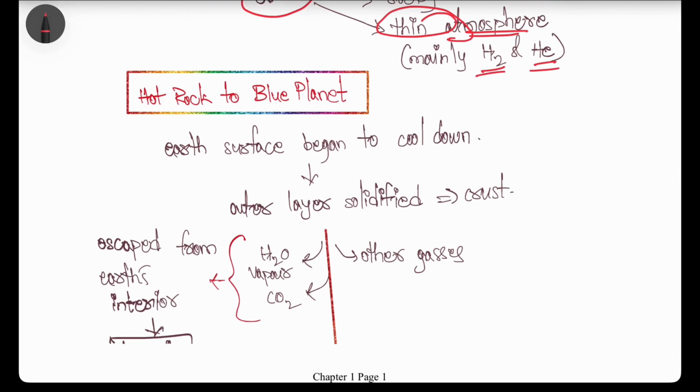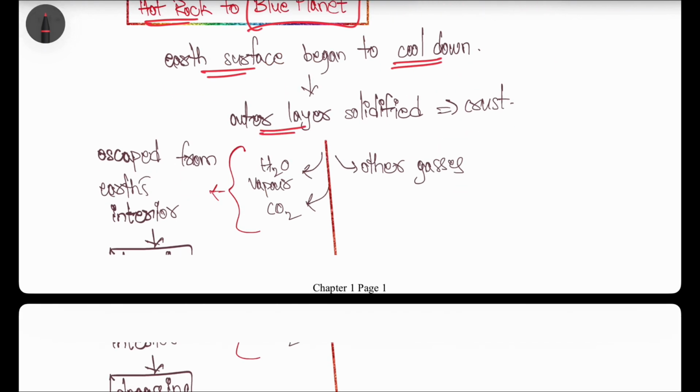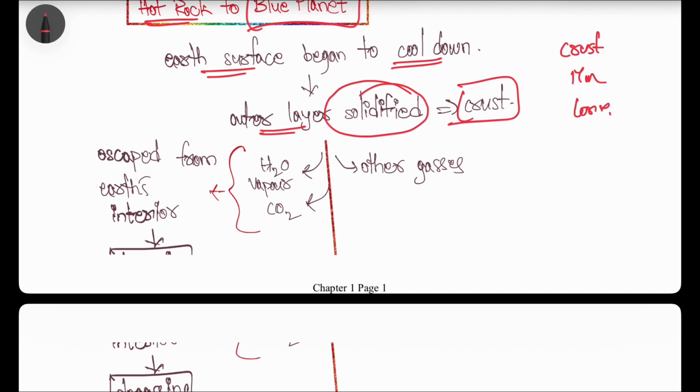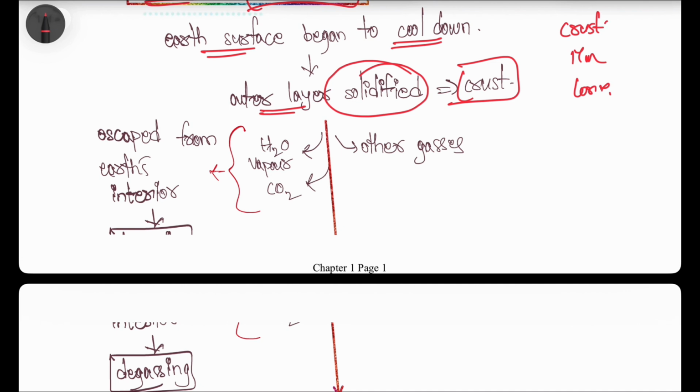So how did the Earth go from a hot rock to the blue planet today, with an abundant amount of water? Earth's surface, after formation, began to cool down slowly and the outer layers solidified. That means the outer layer of the Earth solidified, forming the crust. If we see today, we can classify the Earth into different layers like crust, mantle and core. Initially, after the cooling of the Earth, the crust was formed, the uppermost layer of the Earth.